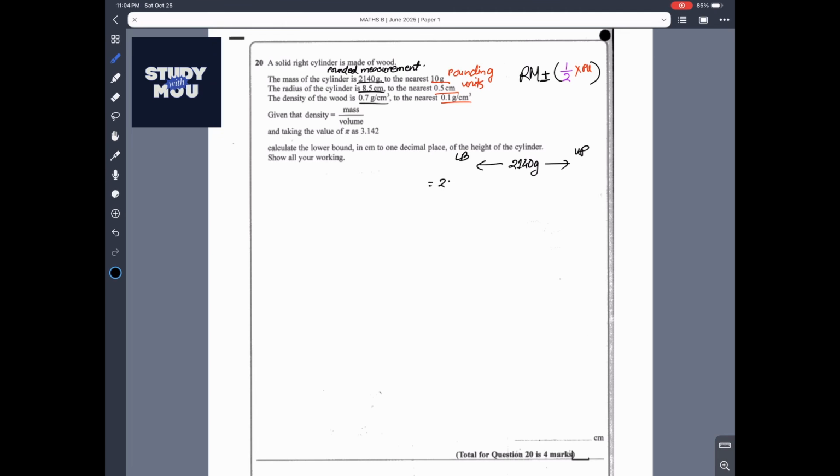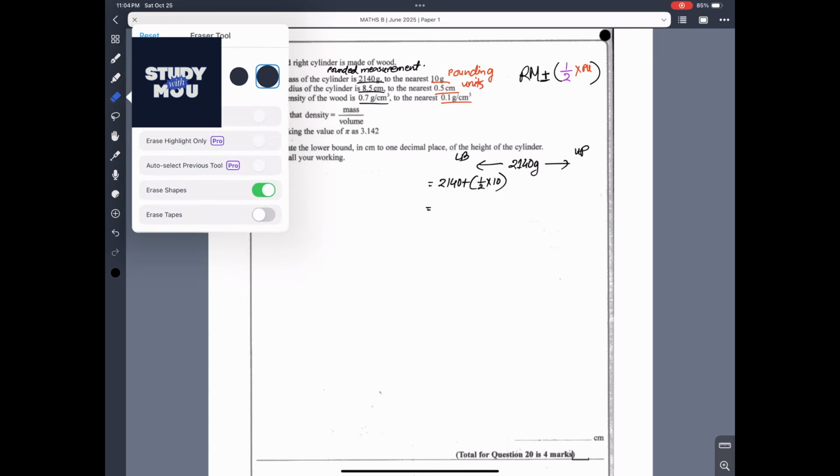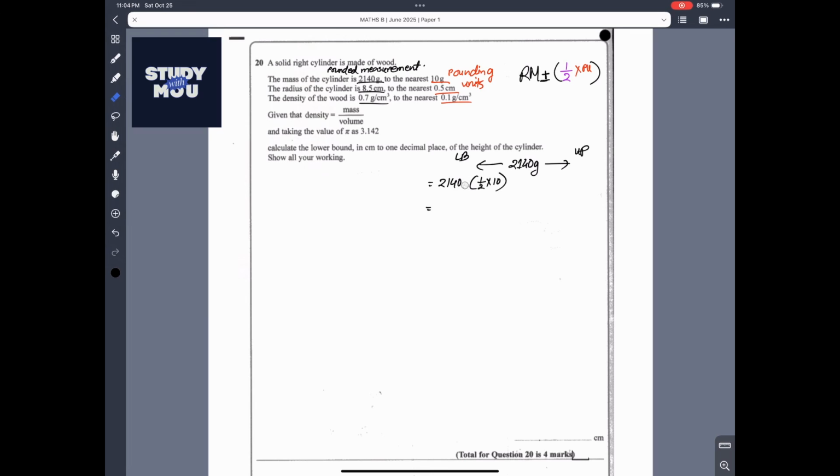We write 2140 minus open bracket half multiply 10 gram, as our rounding units is 10 gram. Okay, so this is the lower bound, and we have 2135, and then we have the upper bound: 2140 plus open bracket 1 by 2 multiply 10 is equals to 2145. So we are done with the lower bound and upper bound of the mass.